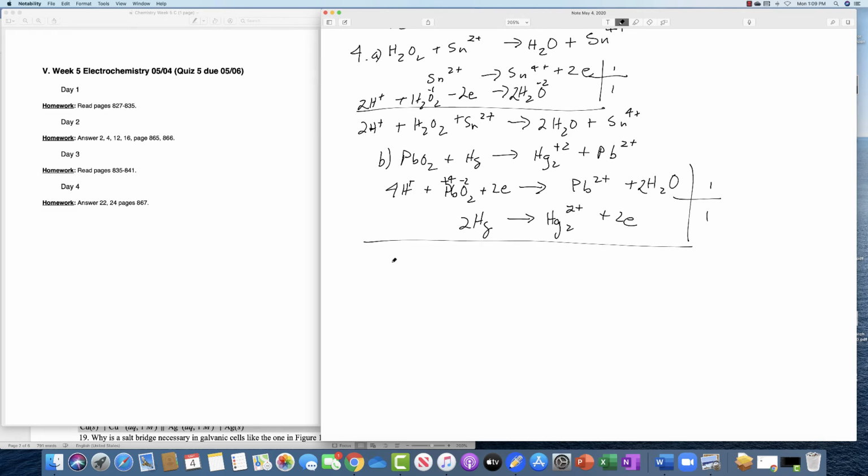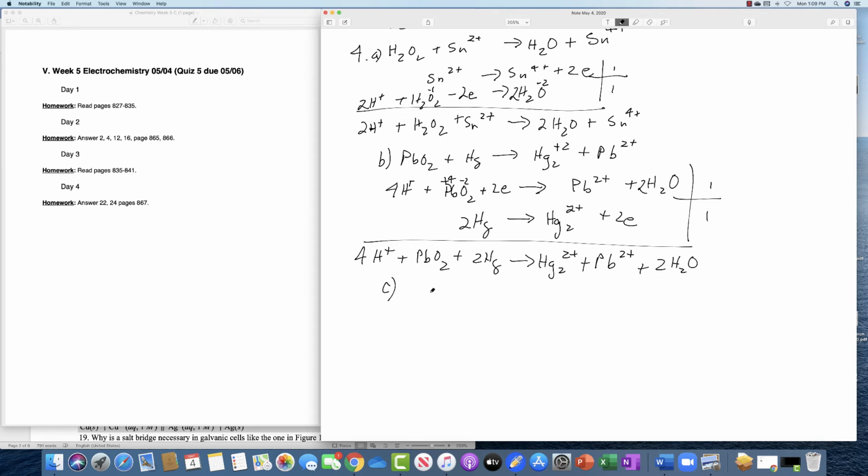So the overall reaction is 4 hydrogen ions plus PbO2 plus 2 Hg goes to form Hg2 2+ plus Pb2+ plus 2 H2O. And that's the answer.